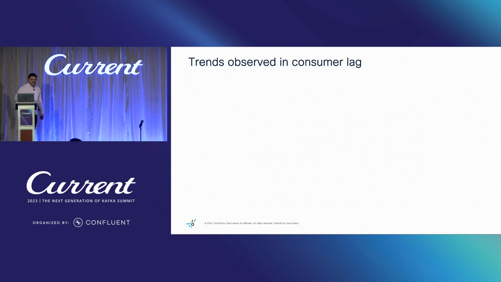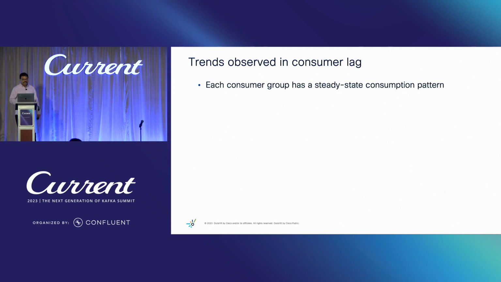What are some of the trends that we observed when looking at consumer lag across several instances, consumers, and types of Kafka topics? Each consumer group usually has a steady state consumption pattern. In normal operating times, it always has this pattern, whether it is a sawtooth pattern or a kind of flat pattern. So it's a very steady pattern, and it keeps repeating over time, usually keeping the lag closer to zero or at a steady value all the time.